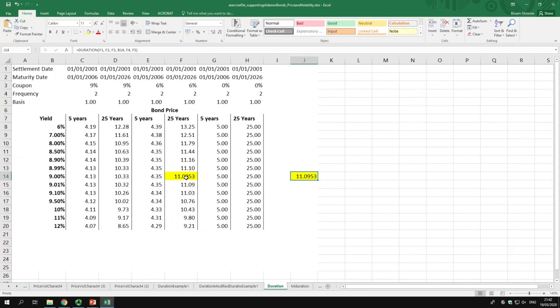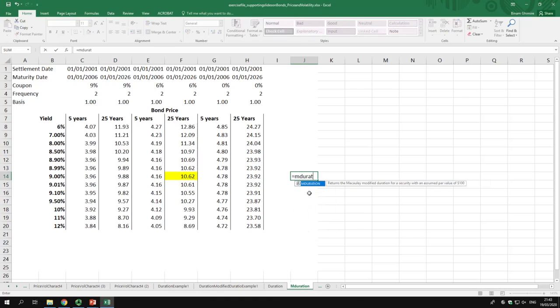But for understanding purposes, it's always good that you know how and what Excel does behind the scenes to get this computation. Similarly, for modified duration, if you go here, instead of duration, now you type in MDURATION. Again, settlement, maturity, coupon rate, and then yield, which is 9%, and then payment frequency, and this. So exactly the same as in duration, just the formula is MDURATION instead of DURATION, and you get this 10.6175.